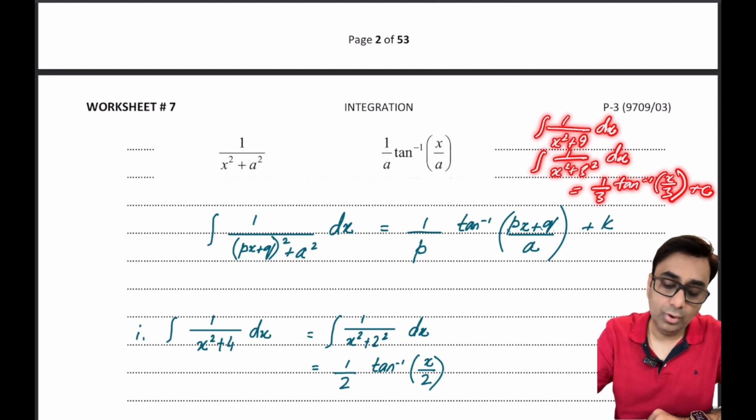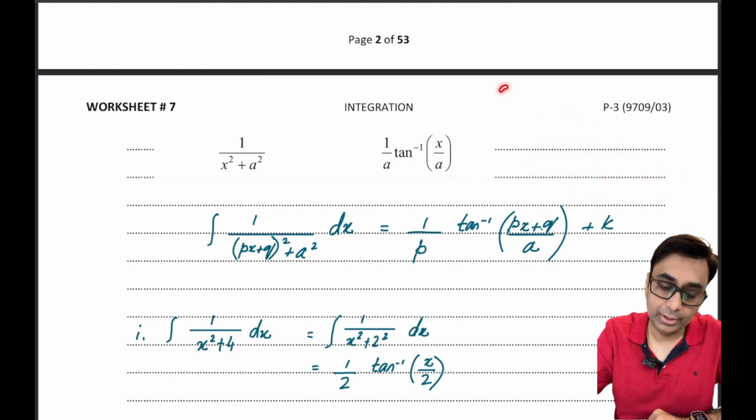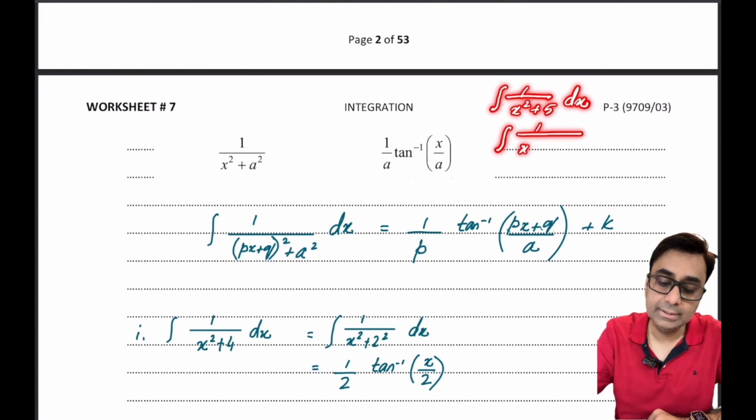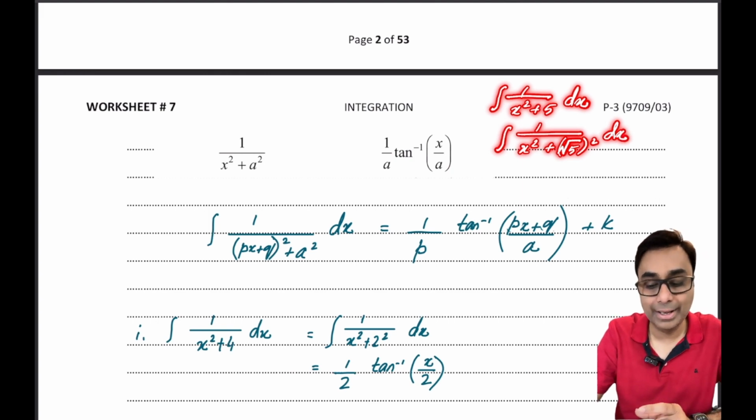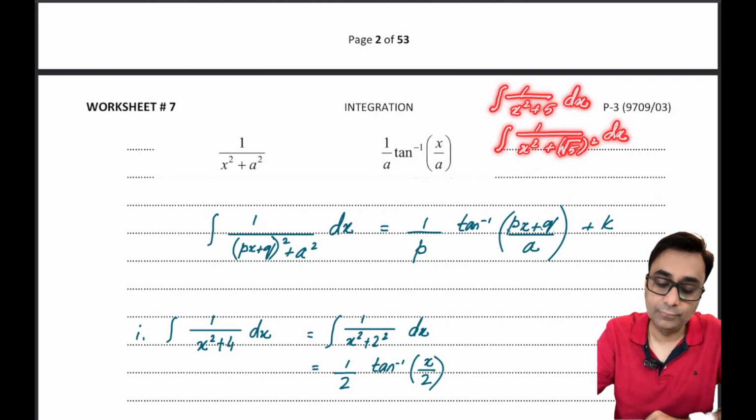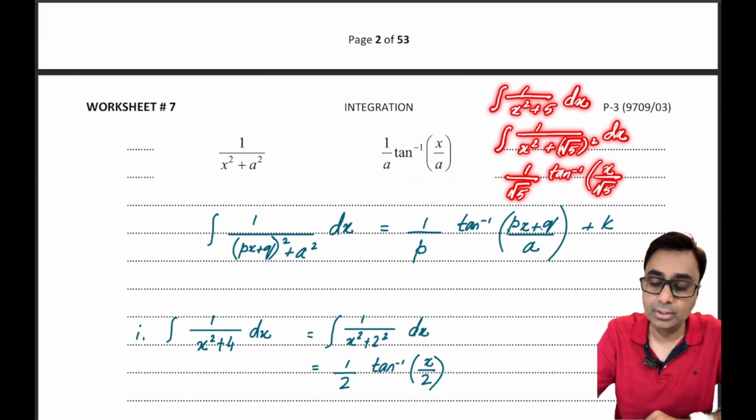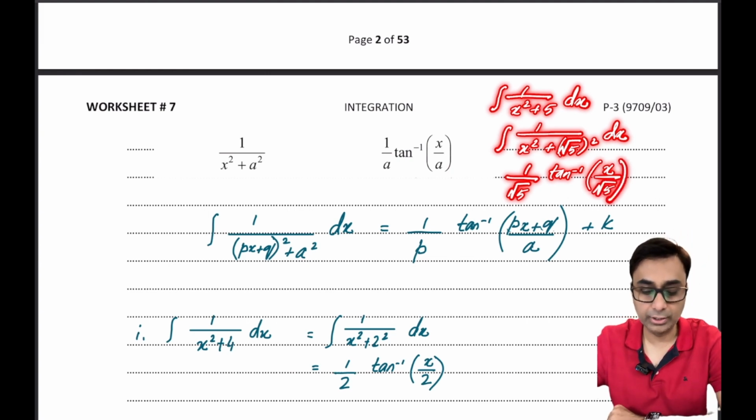But if it's not a perfect square, even then you can work with it. Like for example, if you had to integrate 1 upon x squared plus 5 dx, no big deal. You can write it down as 1 upon x squared plus under root 5 whole square. So you forcibly bring in the whole square so that you can apply the formula, and then you get 1 over under root 5 tan inverse x upon under root 5. That's how you have to apply this particular formula.